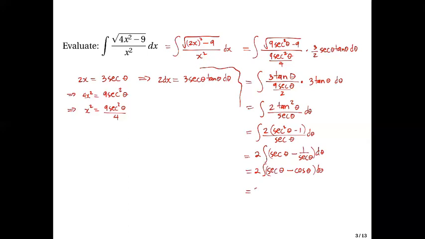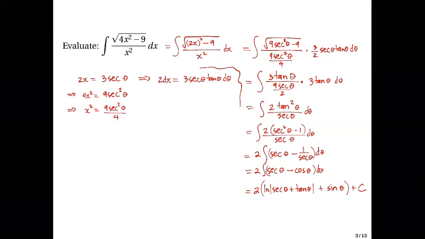So we have 2 times the integral of secant theta, which is ln of the absolute value of secant theta plus tangent theta. Correct? And then, of course, the integral of negative cosine theta is negative sine theta. So you have sine theta in here, and then you have the plus c.